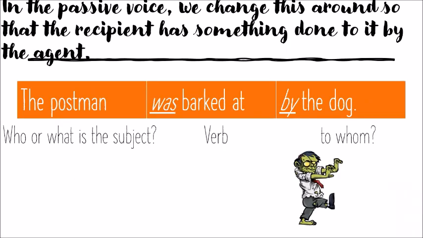Okay? In the passive voice, though, we change this around so that the recipient has something done to it by the agent. So it's almost like it's the wrong way round. For example, the postman was barked at by the dog. Who or what is the subject now? It's the postman. The verb this time was barked at. To whom? Well, by the dog. It's almost like it's written the wrong way round when we use passive voice.